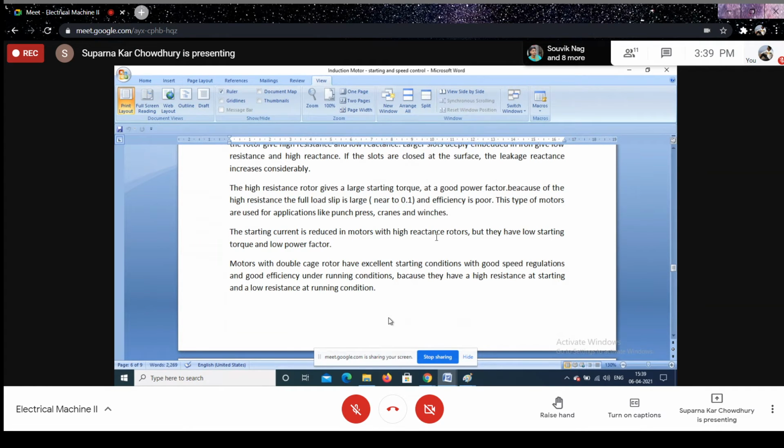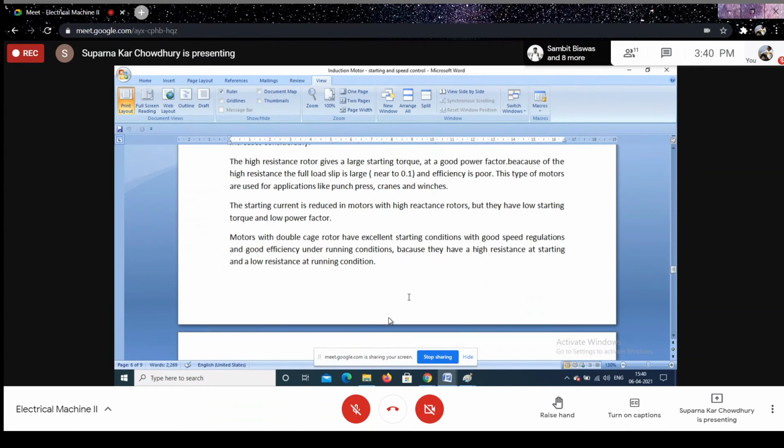Double cage means, as we will see when discussing the construction, that they have two rotor cages. So at starting, as the inductance effect is very predominant because of the high frequency, the current will mainly flow through the outer cage, so resistance will be high. But when the motor is running, the slip becomes small, so frequency is small, so current distribution becomes more or less uniform. So both cages will carry current, and the effective resistance will reduce. So these motors have good performance.